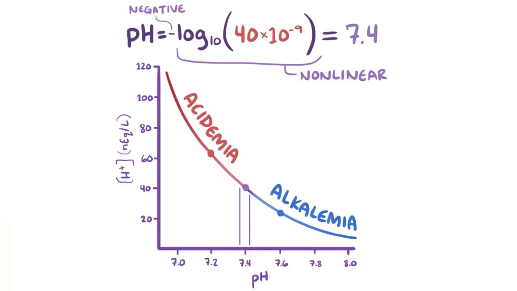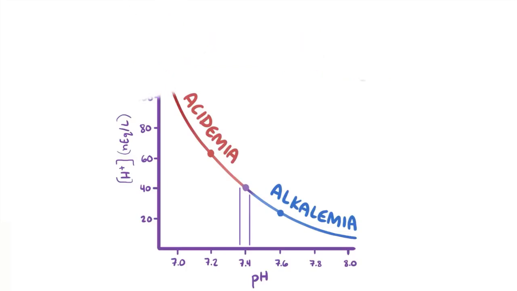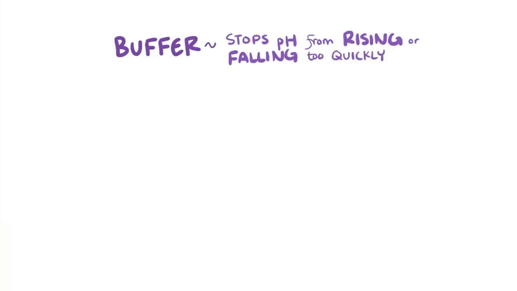Now, maintaining a pH between about 7.37 and 7.42 is essential for the human body. And this is accomplished with buffers. In everyday language, a buffer is something that acts like a protective cushion or shield. And the same is true of physiologic buffers. They shield or prevent the pH from rising or falling too fast.